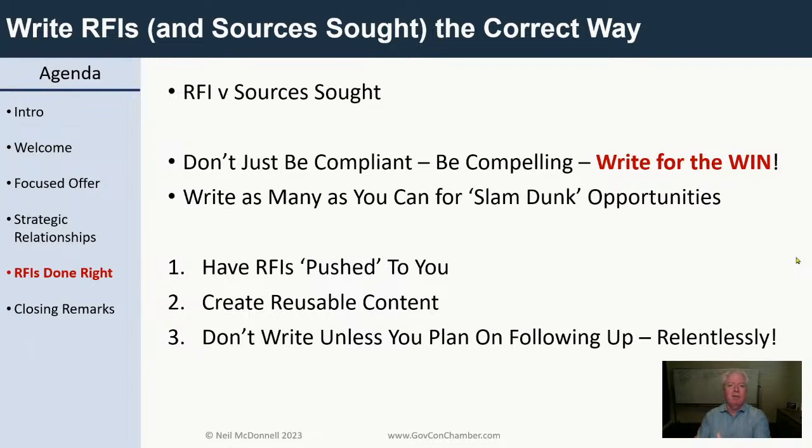So when you're able to identify a sources sought or an RFI that is a slam dunk opportunity, write that for the win and get as many of those as you can out the door. In particular, if you're an 8A firm and you can get into this rhythm, then you're going to find an increased amount of invitations to come talk about direct awards or come talk about being part of a 3-bid team.